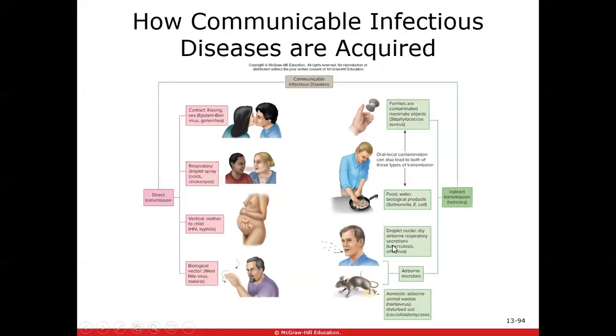Then you'll get droplet nuclei, the dry airborne respiratory secretions. That's like you're breathing in. Tuberculosis is airborne, and if you breathe in airborne particulates, you'll actually get infected. And then airborne microbes, like from different birds and rat feces, become aerosolized, and you can breathe that in and get sick as well. Those are all indirect.